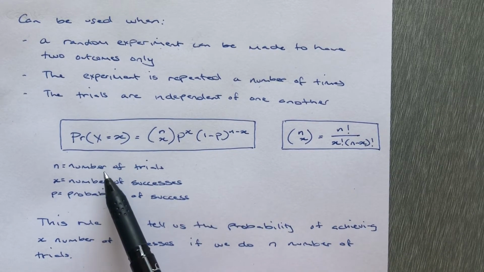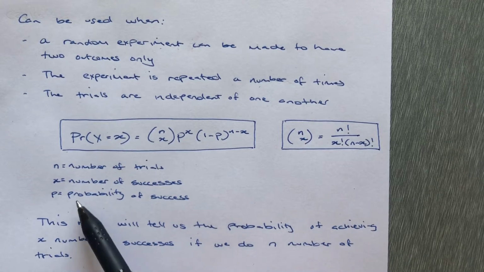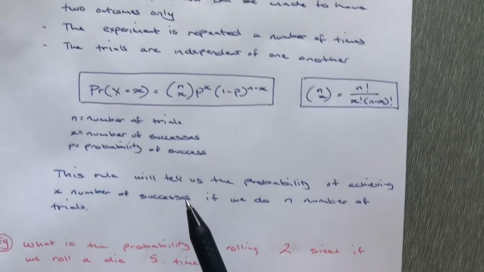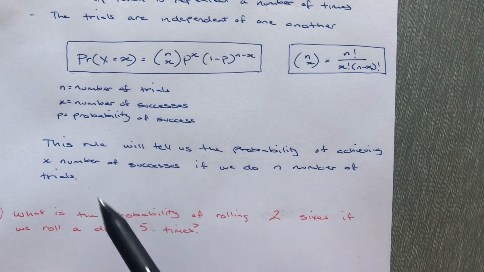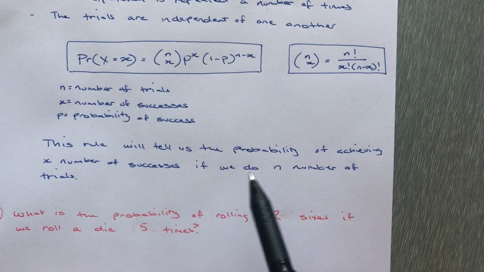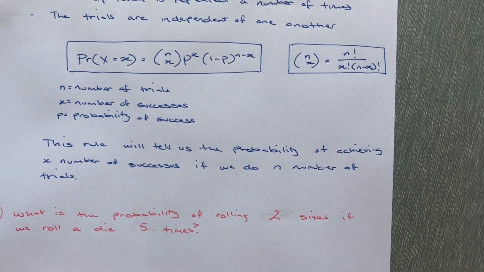N means the number of trials. So if we're rolling a dice, how many times we're rolling that dice. X is the number of successes out of those trials. And P is the probability of success. Now let's talk about what this rule is actually giving to us, which is this sentence down here. It's going to tell us the probability of achieving a certain number of successes, X, if we have N number of trials. So if we're rolling the dice 10 times, what's the probability that out of those 10 rolls we get 5 successes?